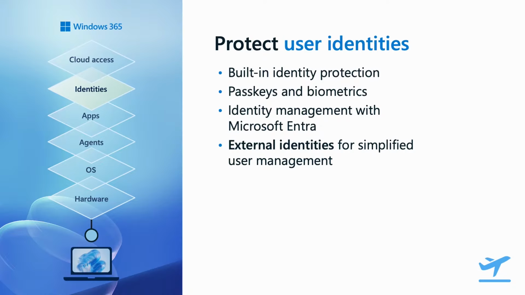And one of those features that we get to leverage and we were able to integrate with was external identities. We announced the GA of this at Ignite 2025 in November. And what this does is allows you to have a much more simplified user management experience if you need to collaborate or invite external users outside your organization to review work, do work, contractors, etc.